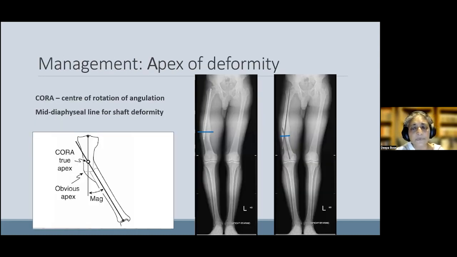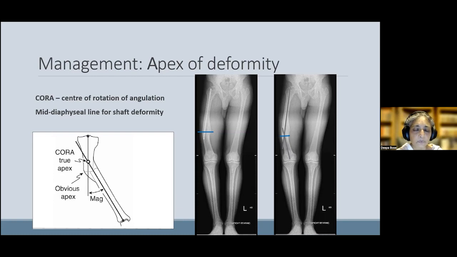Now we come to the technical aspects of managing the deformity. So we have selected an appropriate patient, and we have identified the deformity and the bone. Now we are going to think about the technical aspect of correcting that deformity. So the first thing to think about is A, which is the apex of the deformity. And by that, we mean the point around which the deformity has occurred.